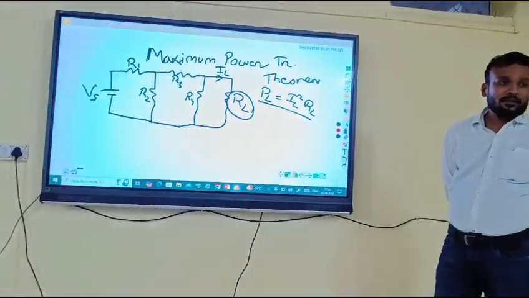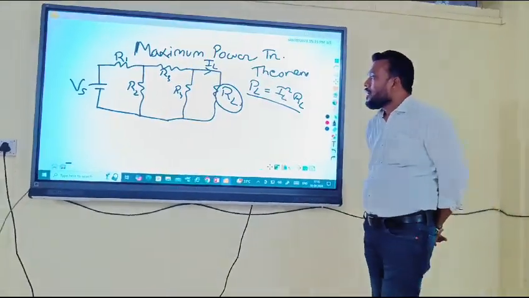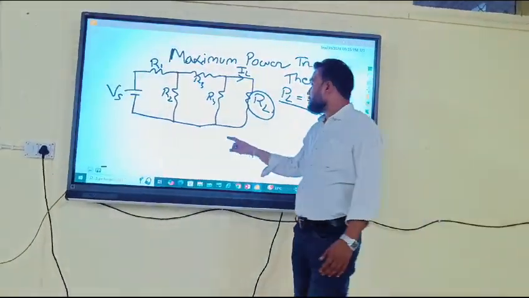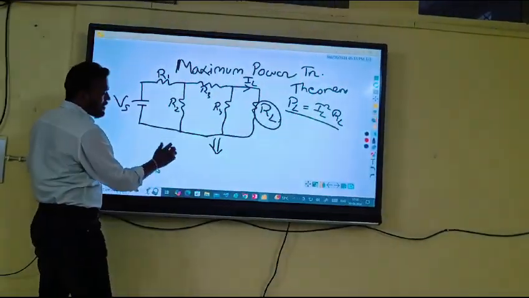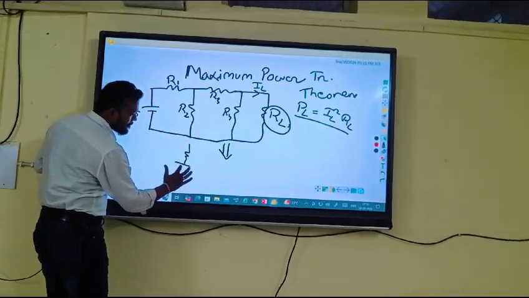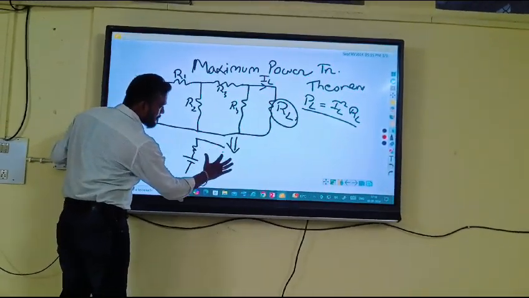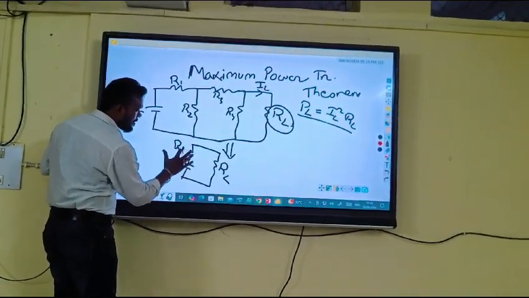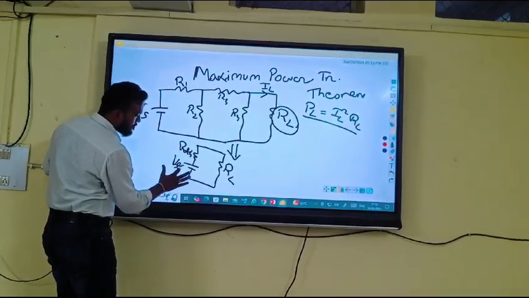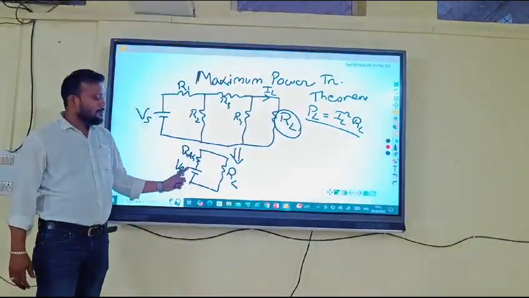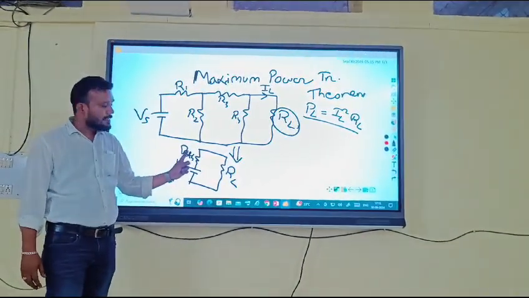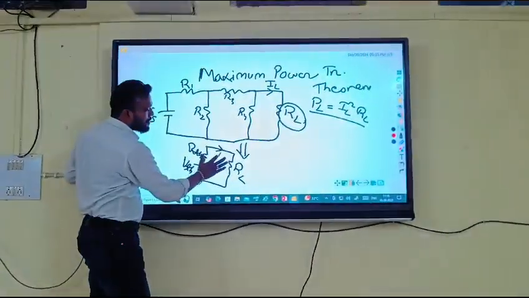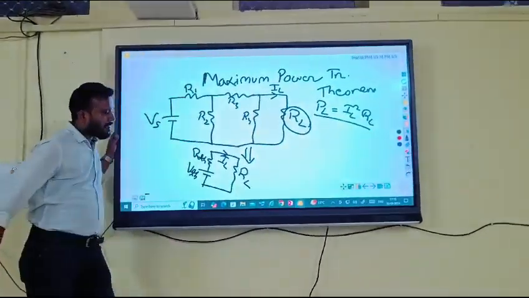How will we find it out? To find out, first we will convert this circuit to a Thevenin circuit. This circuit contains one voltage source in series with a resistance, and that combination is in parallel with the load resistance. And the current flowing through the resistance is IL.